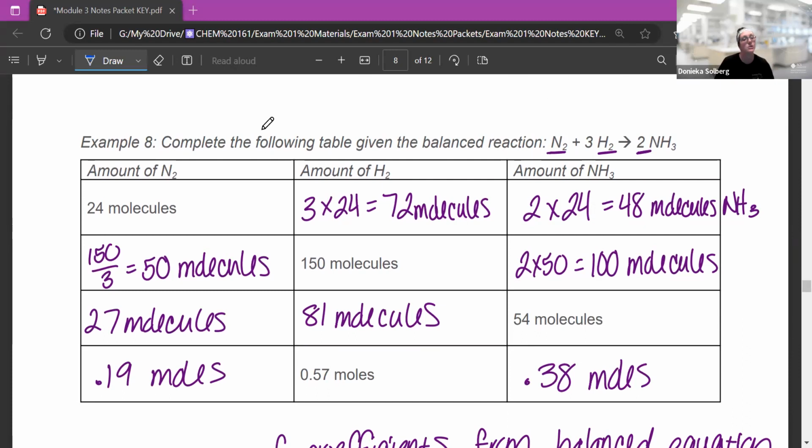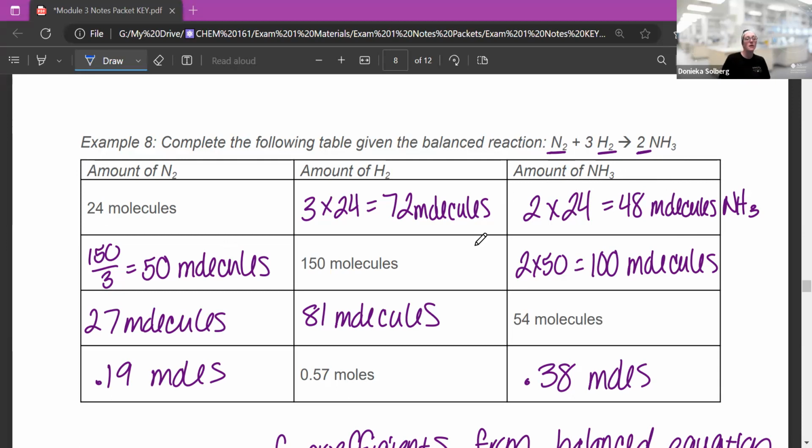This is the same equation we were just talking about, and say I had 24 molecules of N2, how much H2 would I need? Well, this is a 1:3 ratio, so I would need 3 times as many H2s, which is 72 molecules, which makes 2 NH3 molecules. So I would do 24 times 2, which makes 48 molecules. And so on the molecular level, we can use these coefficients to figure out how many molecules I need.